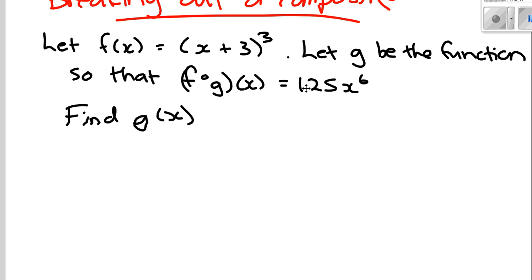5. Why did you think of 5? Because I know that 5 cubed is 125. Yeah, 5 cubed is 125. So this is when you're just looking at it and you're having a bit of a guess. So find g of x. And the great thing is, once you've got it, you can test it out by actually finding the composite, once you've got your g of x, and see does it get that.